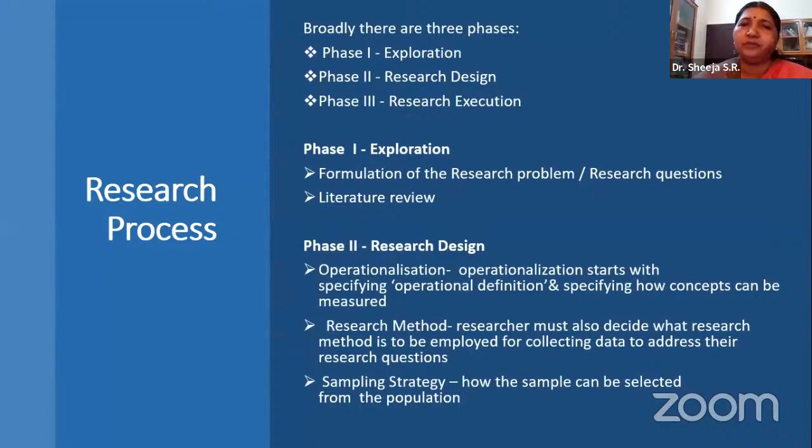And the second phase is research design. In this phase, we usually start with specifying the operational definitions and the various concepts that we examine in our research process. In certain disciplines, like economics, we have to specify how various concepts are measured. In many disciplines, you have to specify the definition as well as the measurement of many concepts.